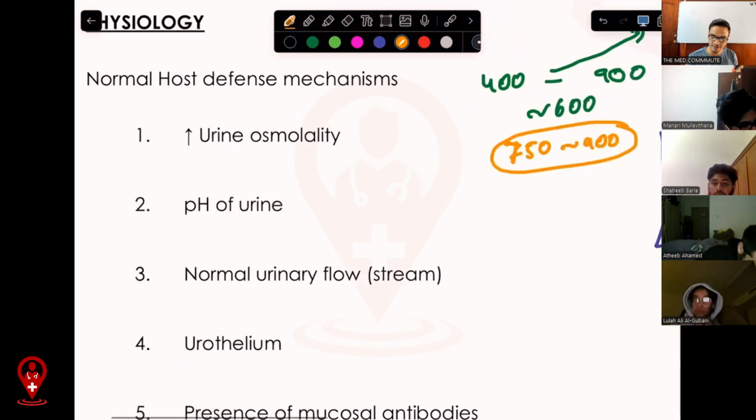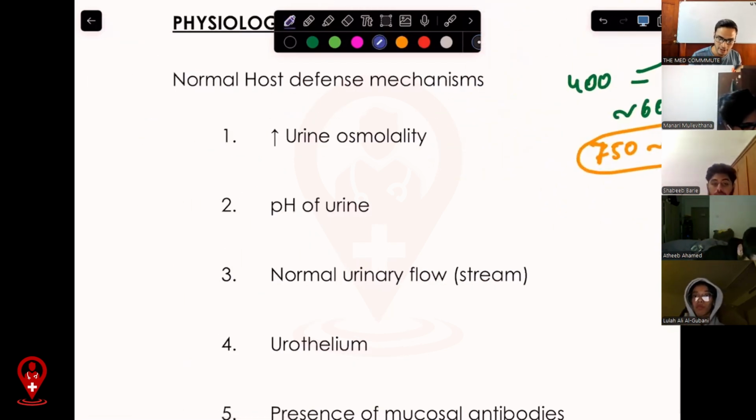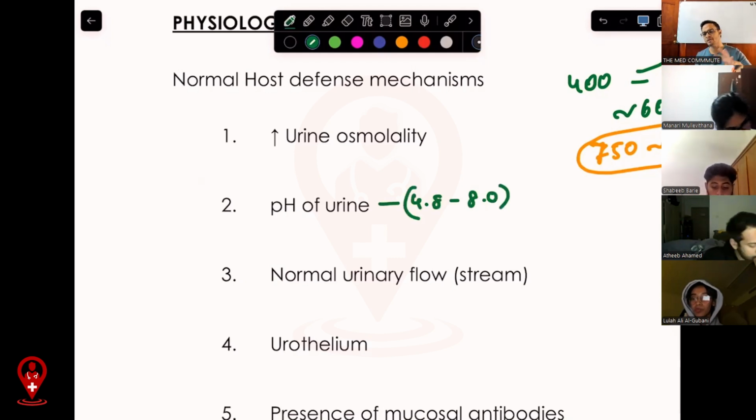Look at this, guys. pH is a similar concept. What is the normal urinary pH? If you look at Ganong's physiology, they mention the range is 4.8 to 8.0. This can vary from person to person, but the general range we take is 4.8 to 8.0, and on average about 6.0.